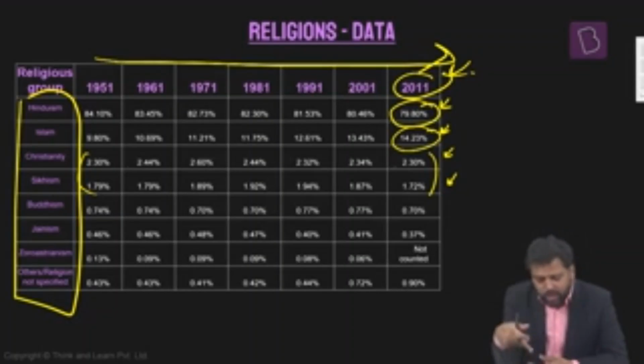But keep one thing in mind that within Hindus also there will be different kinds of diversity. Different kinds of practices within Hinduism also vary across the length and breadth of the country. Among Muslims also, overall some 14% are Muslims, but among Muslims also there will be some amount of diversity where they will also have different sects.